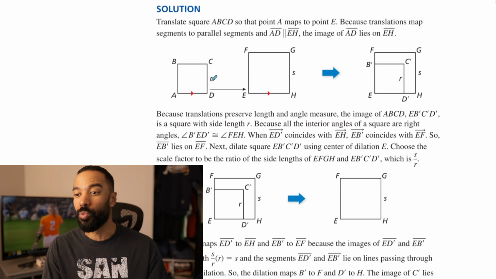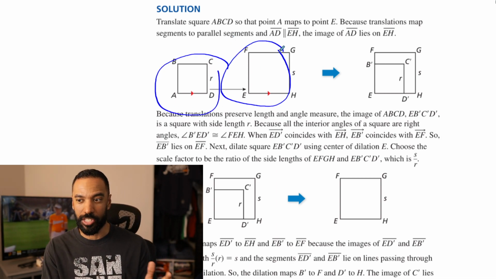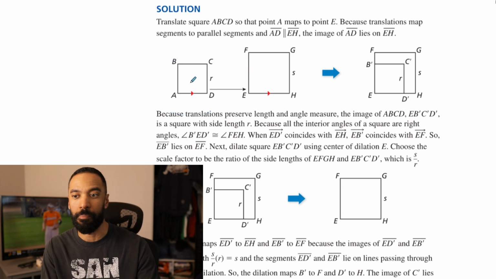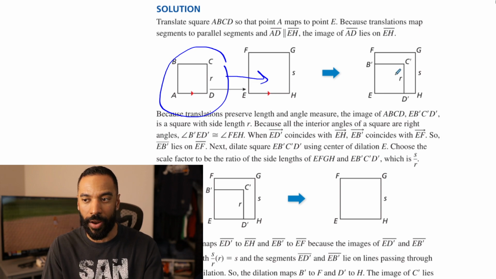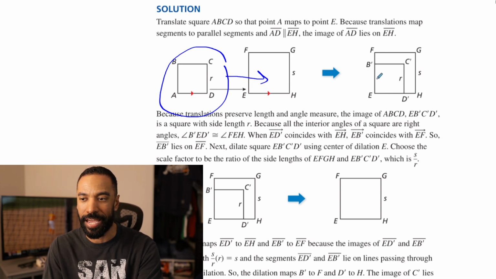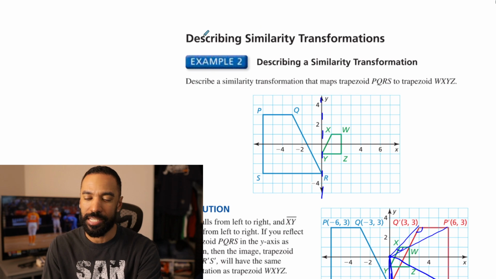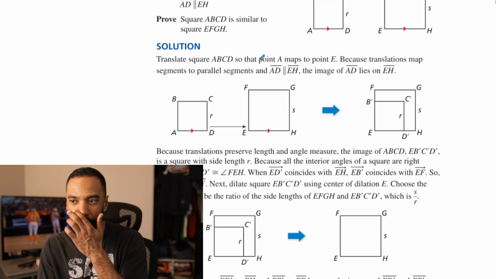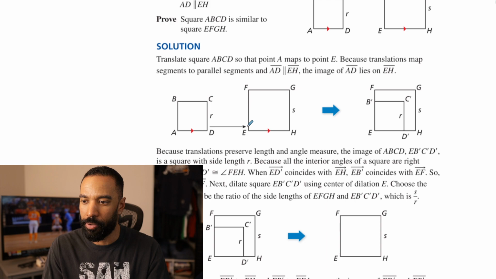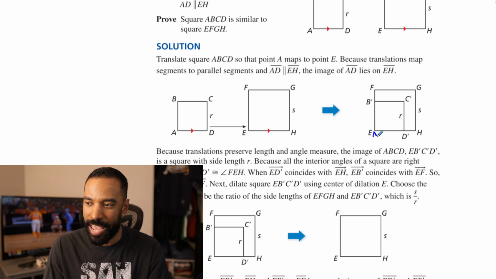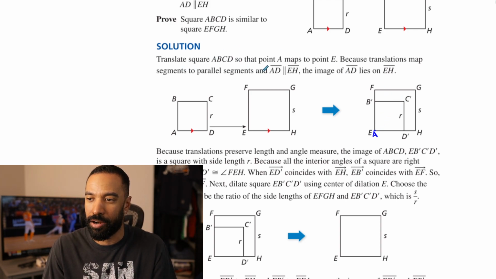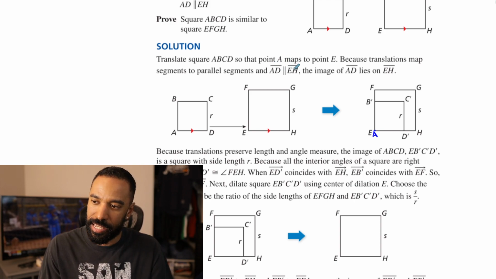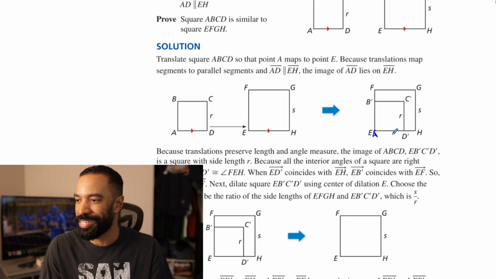They translate. Literally, these are actually different places in space, so they have you map one onto the other. They're saying take this object and move it to the right over here, so now it's right there on it. Translate square ABCD so that point A maps to point E. So they put A on E right there. E and A are right together. So they move it right into that. Because translations map segments to parallel segments, and AD is parallel to EH, the image of AD lies on EH.